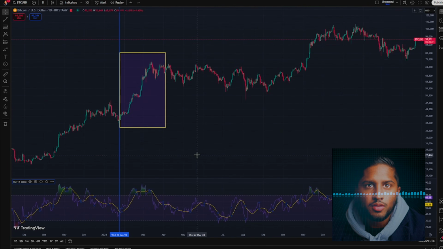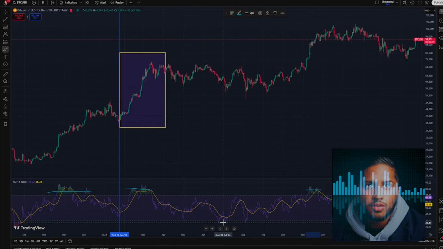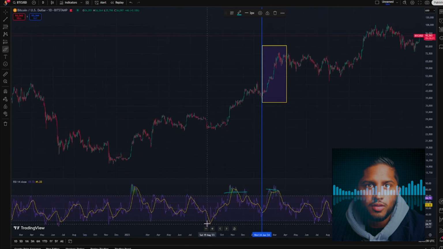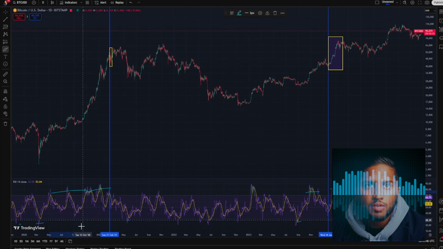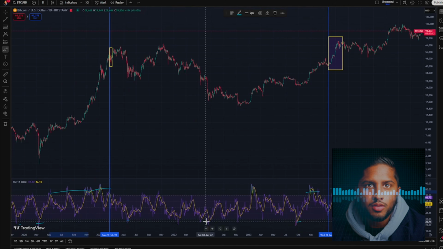Now let's zoom in here, and I just want to show you the overbought and the oversold. This is overbought, overbought, overbought, oversold, oversold. So you can see where overbought and oversold is. Up here is overbought, down here is oversold.